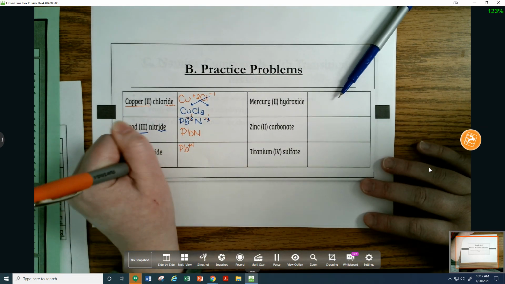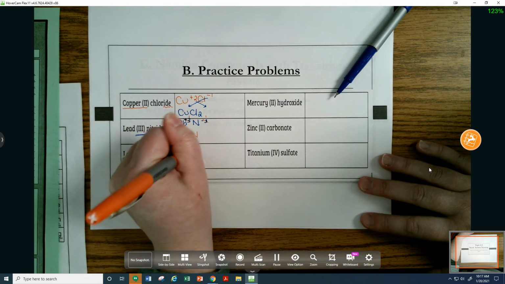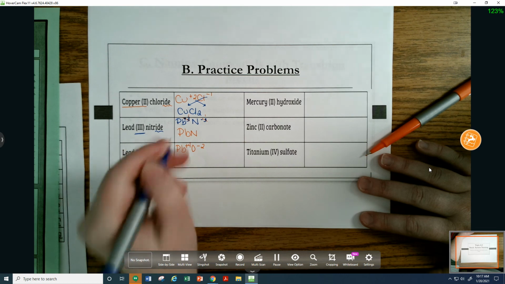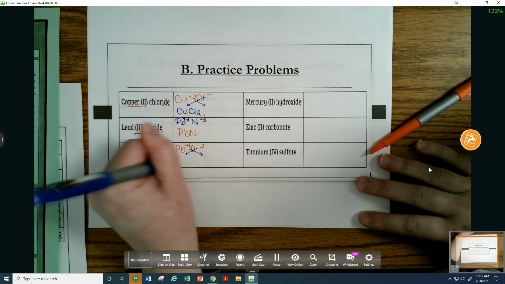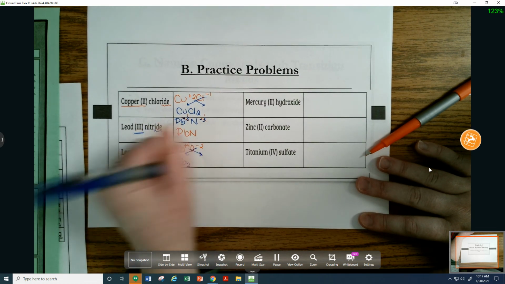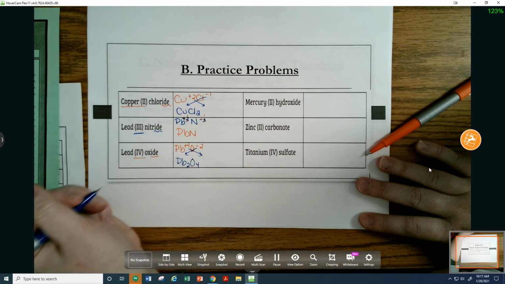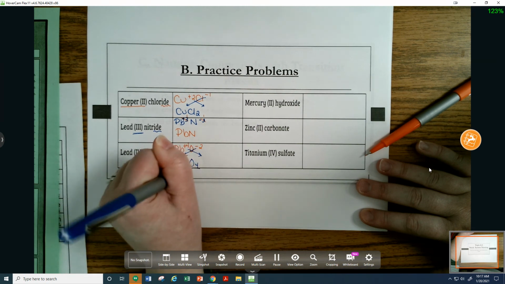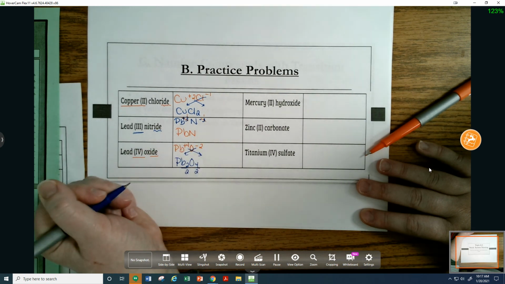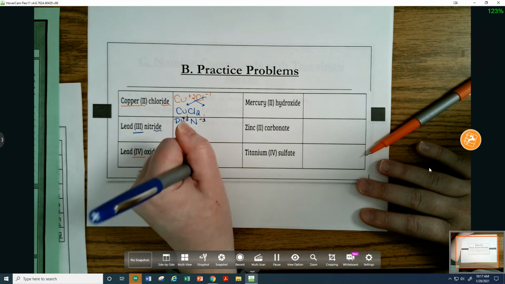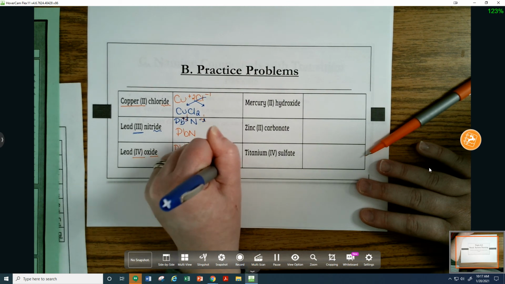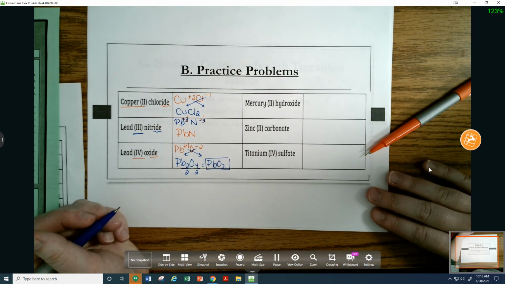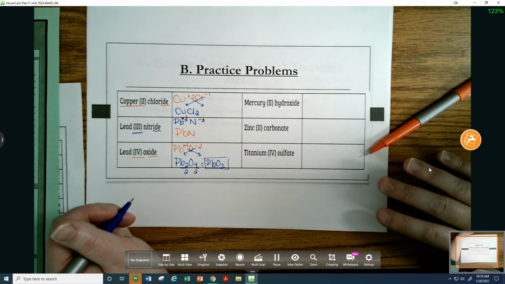So oxide, ide ending, so that tells me we're working with oxygen -2. Same idea, we're going to cross down. So Pb is going to get a subscript 2. Oxygen is going to get a subscript 4. And again, you want to make sure you're looking for whether you can simplify. Both subscripts are divisible by 2. So your final answer is PbO2. Again, you will see more instances of simplification with the stock system than we saw previously.